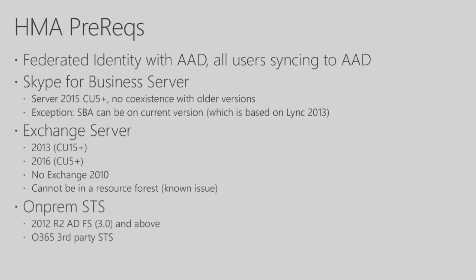All right. Oh, and on-prem STS, I think I already talked about this, but basically any on-prem STS that's supported by Office 365, and if it's ADFS, we want it to be 3.0 or greater, which is Windows 2012 R2 and above. Okay, licensing, there's no special licensing that you need for this. Just your hybrid license will be perfectly fine.